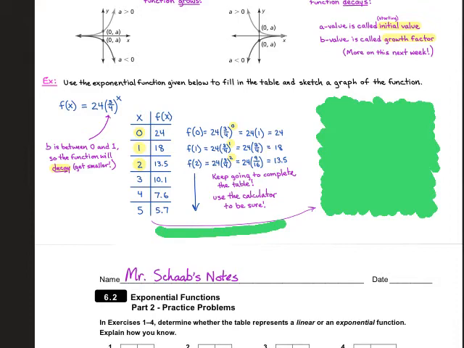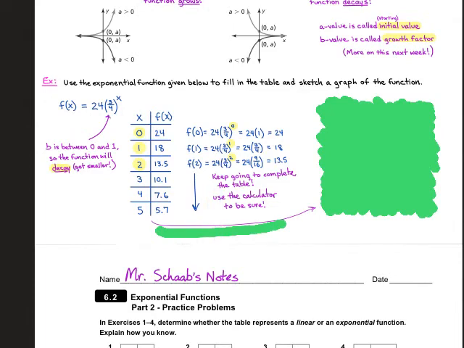All right, so we get 3 and 10.1, 4 and 7.6, 5 and 5.7. Shoot me an email if you don't understand where those numbers came from. I just did them the exact same way I did these first 3. I just didn't feel like showing my work for every problem. So, sue me. Sorry. But anyway, hopefully you understand that.